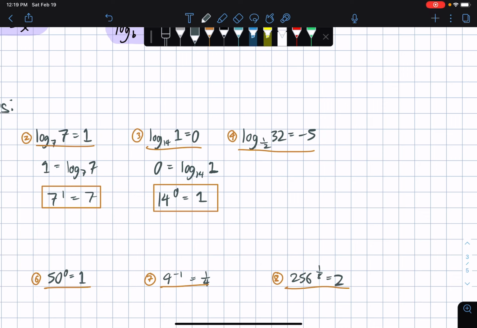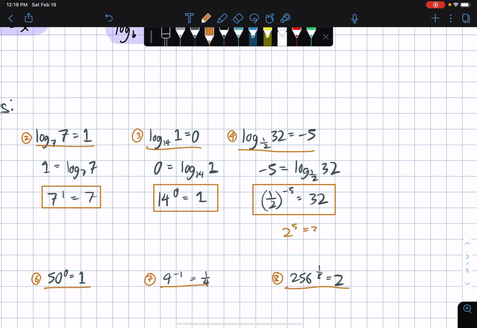For number 4, again, switch values. 1 over 2 will be at the left side, raised to negative 5 is equivalent to 32. Reciprocate. Actually, this is already the final answer. But for the sake of checking the answer, if it's really correct, reciprocate the fraction 1/2. It will be 2 raised to 5, which is equivalent to 32.